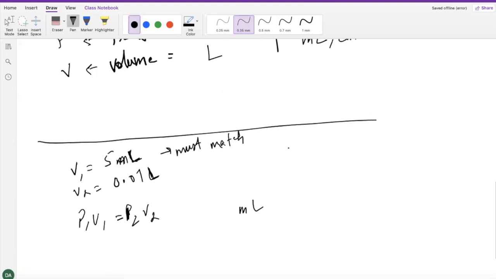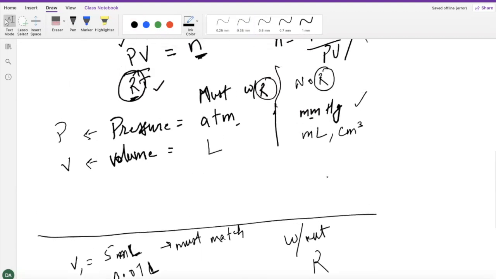Now, guys, this is with R or without R? Without R. This down here, this is without R, okay? With R, you have no option. When you have R, you gotta have liters. Whether the question says it or does not say it, you have to have liters for volume if you have R.